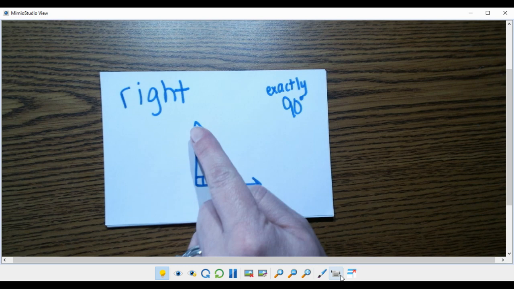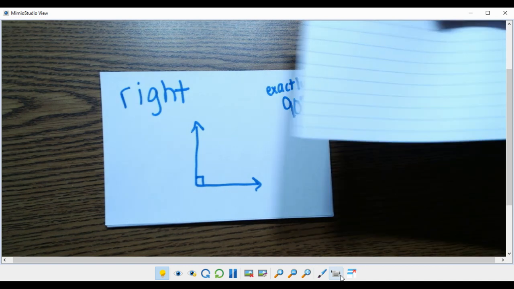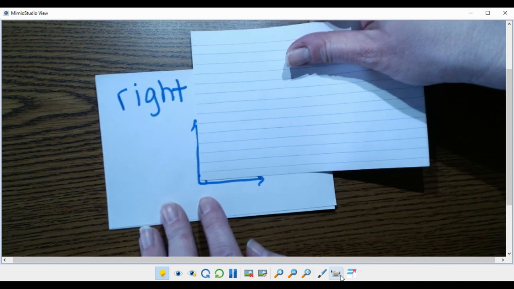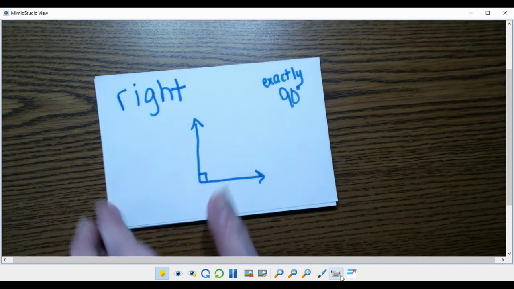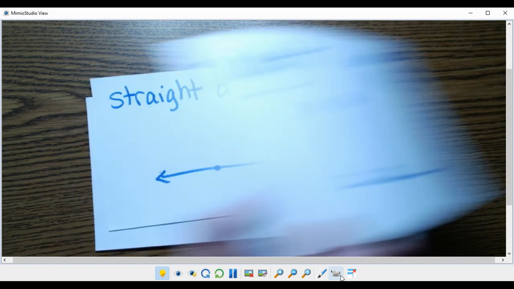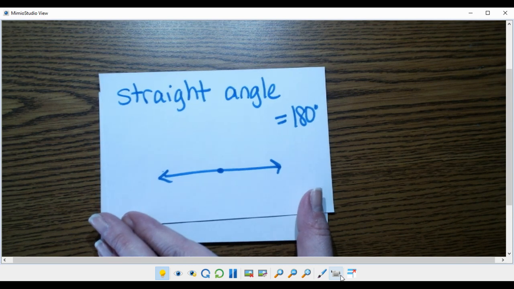Think of right angles as perpendicular. That's a word that we use. The corner of a piece of paper, for example, is usually 90 degrees. So that's a really good way to get a good estimate. Is that 90 degrees or am I just seeing things? A right angle. We have something called a straight angle, which is exactly 180 degrees.